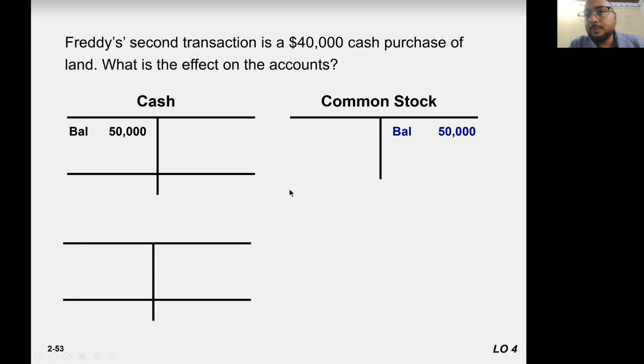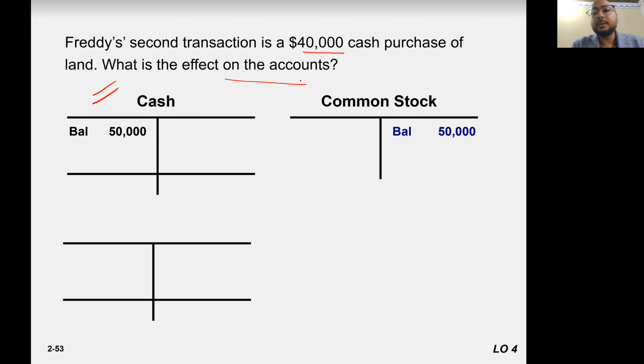Now, second transaction. Because we already opened an account, we already have a register here. So every time we don't have to make a new one for cash. Cash is already open, so we carry on the previous register here. Okay. So Friday, second transaction is a 40,000 cash purchase of land.